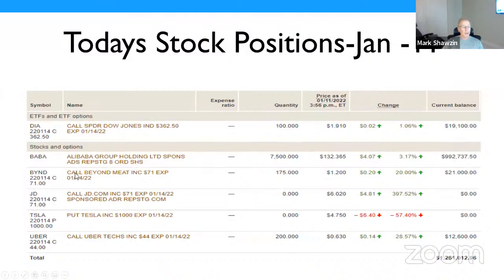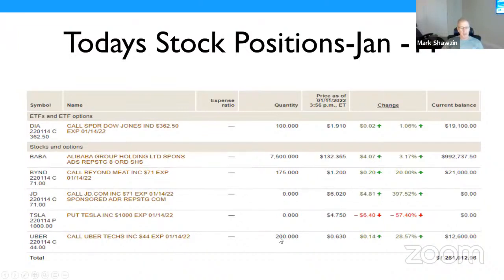I went long call options in Beyond Meat. I've been very bearish Beyond Meat, but I saw some bullish setups and bought a call option on the bet that maybe it'll open higher tomorrow. These calls and puts are very leveraged, and you have to be prepared to risk all of your money. So, the money that I had in JD, I should have been prepared to write off.